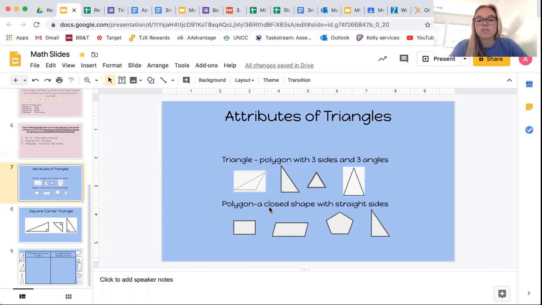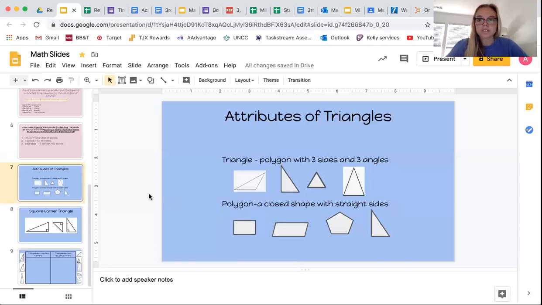So the definition of a polygon is any closed shape with straight sides. So these are all examples of polygons as well. They have straight sides and they meet at angles as well. So a circle would not be one because that's not a straight side, that's rounded.